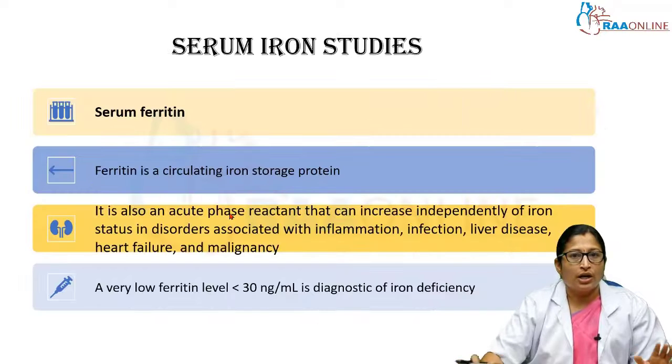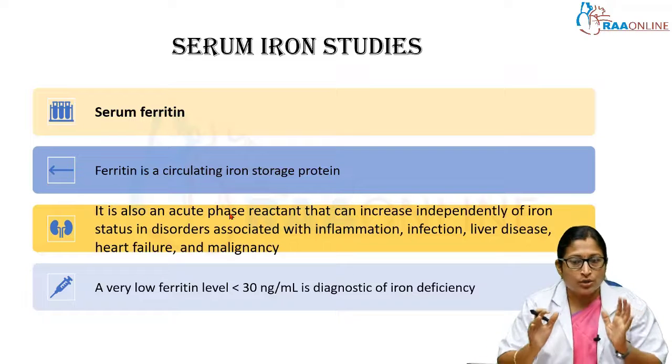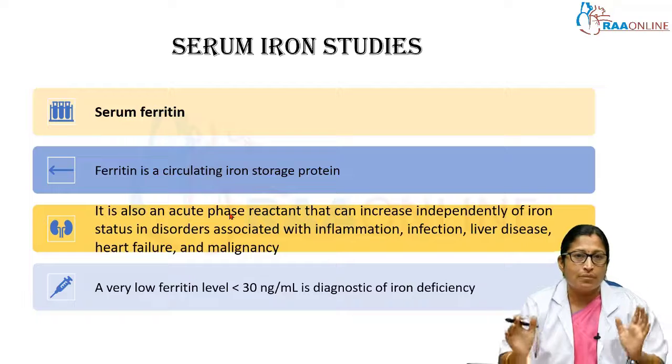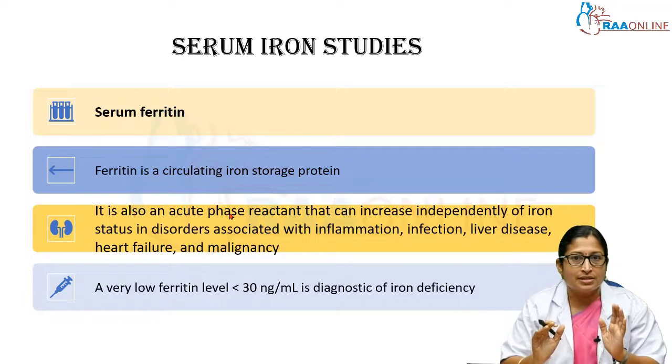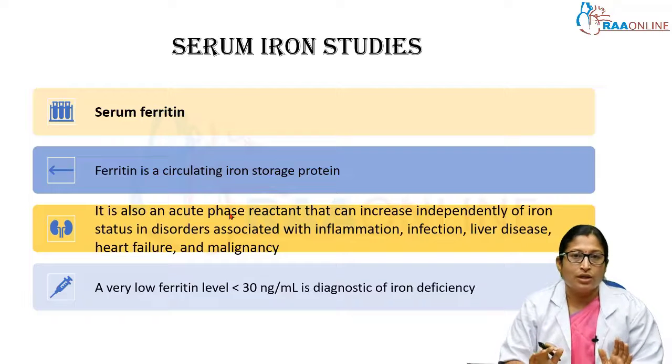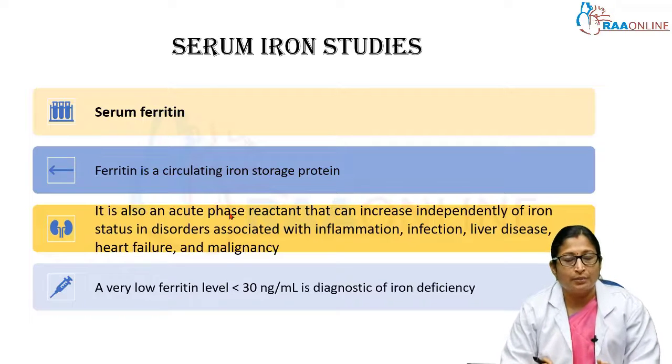Before going into the approach, very importantly, you will distinguish these various causes of microcytic anemia based on the serum iron studies. So we will dwell some time on this. What is this serum iron studies? What all comes under serum iron studies and how do you interpret them?